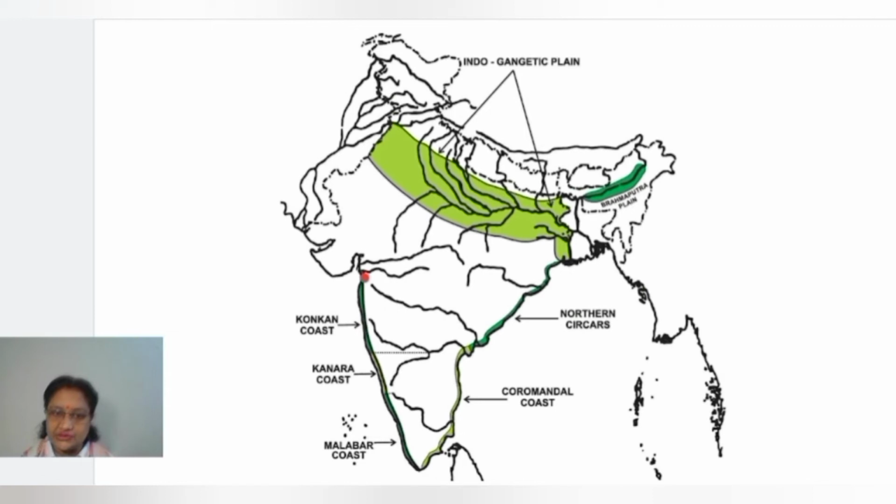Now, from the extreme northern side along the western coast, you can see two rivers flowing and joining the Arabian Sea. This one is the Narmada River, and one more river is flowing almost parallel to it, that is the Tapi River, or it is also many times called Tapti. These two rivers are falling in the Arabian Sea.